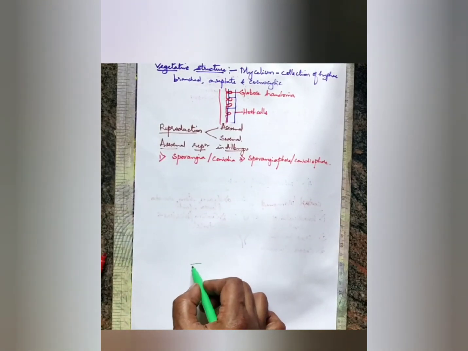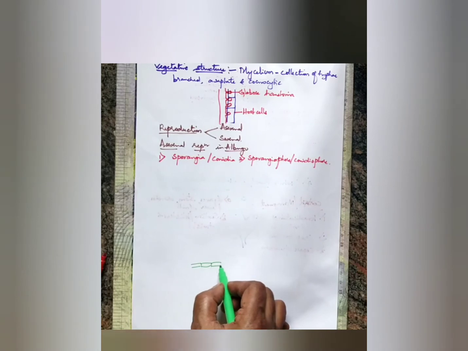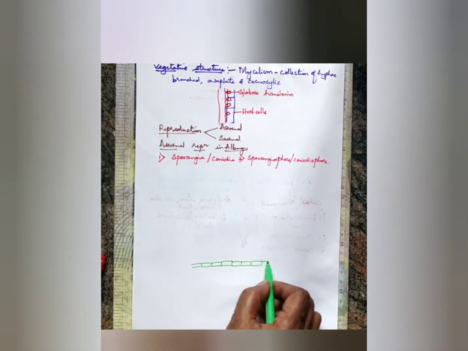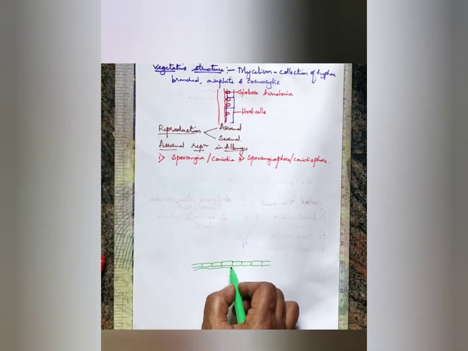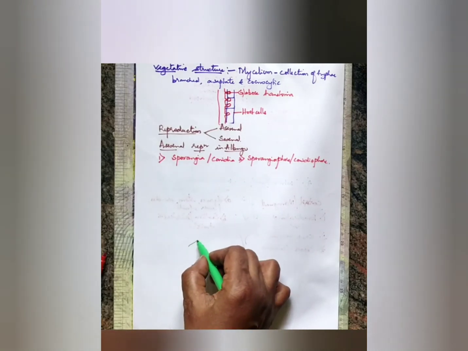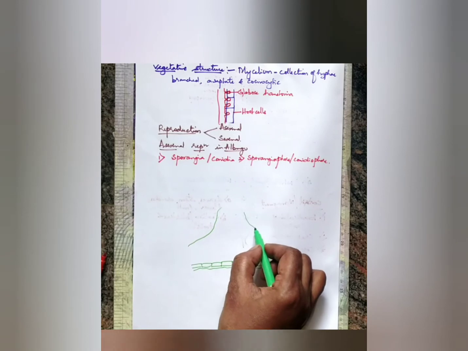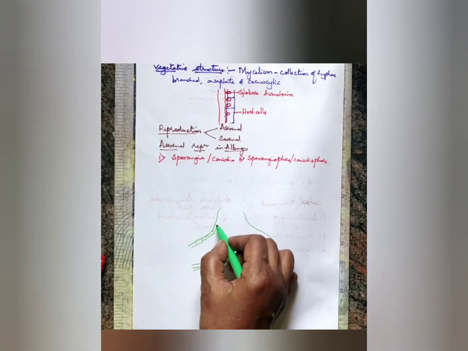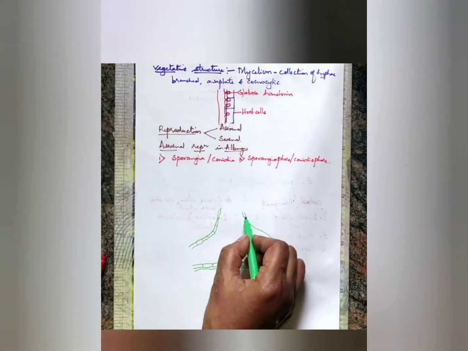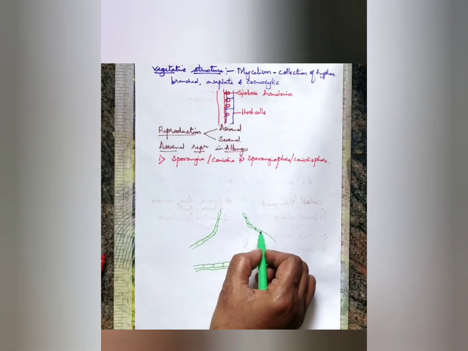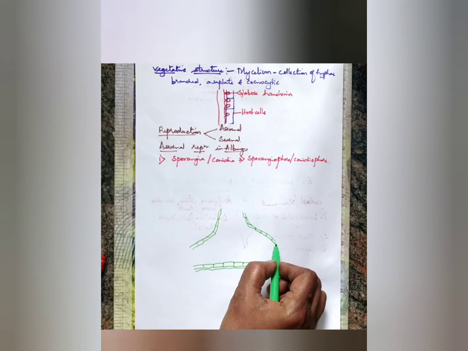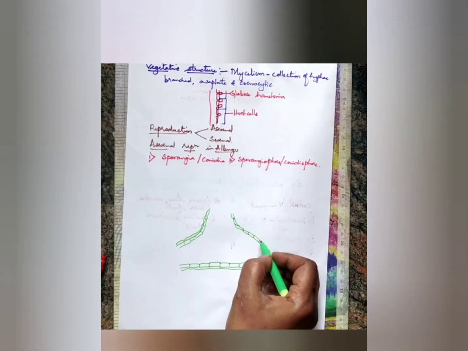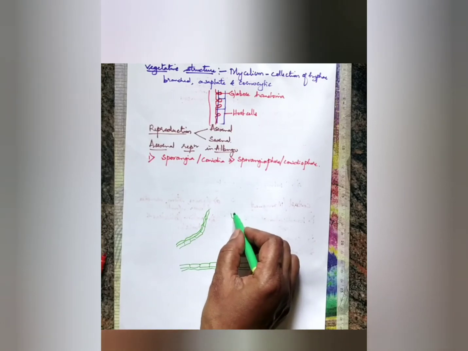See, this is the epidermis of the host tissue. Just below the epidermis, this mycelium grows intercellularly and it produces the globular haustoria. This is the upper epidermis and this is the cuticle.